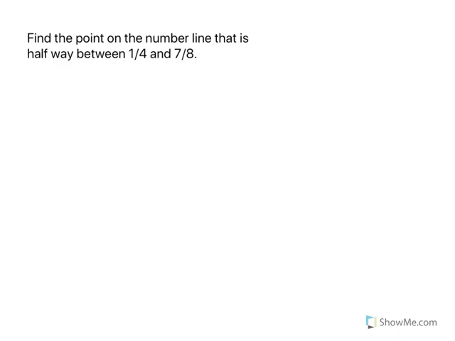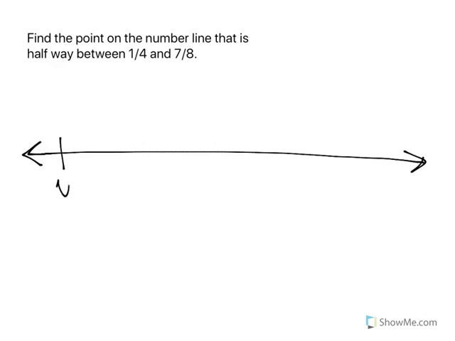Find the point on the number line that is halfway between 1/4 and 7/8. Let's first draw a number line. I'm going to start with drawing 0 and 1. So this whole unit's 1, and the reason why I'm doing that is because I know both 1/4 and 7/8 are smaller than 1.